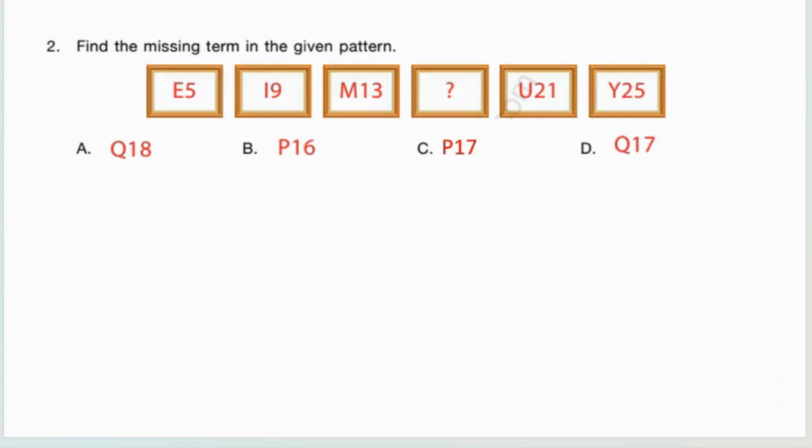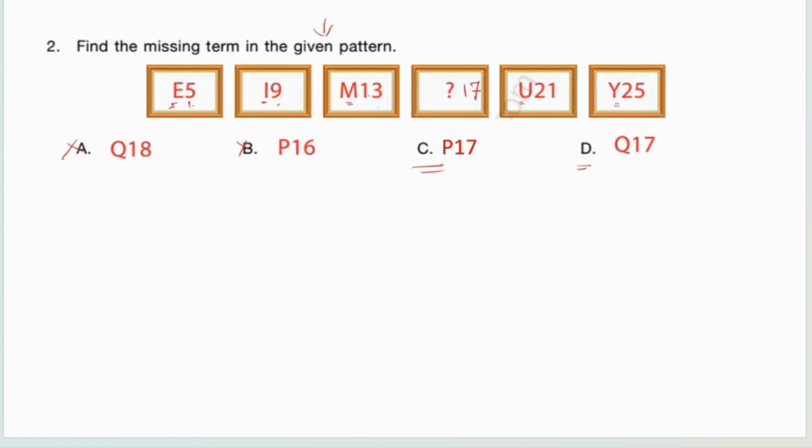What is my next question? Find the missing term in the given pattern. This is E, I, M, U, Y. The alphabets are 5, 9, 13. With alphabets, I'm able to see directly: 5 plus 4 is 9. I have to check the pattern. It should follow all the steps. So 5 plus 4 is 9, 9 plus 4 is 13, 13 plus 4 should be 17. So it means I will eliminate these 2 answers. My answer will be out of this. 17 plus 4 is 21.